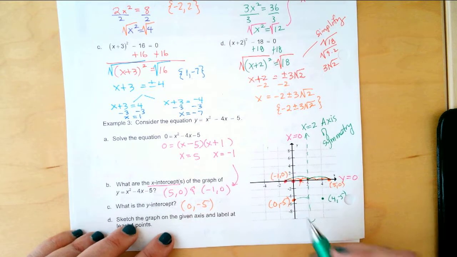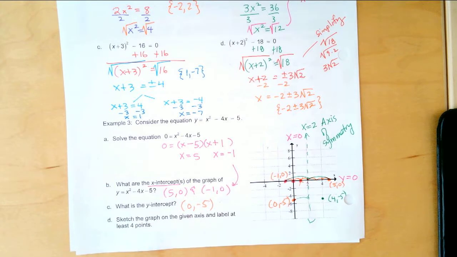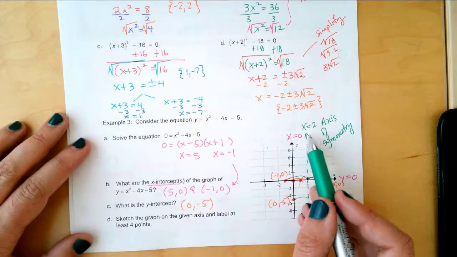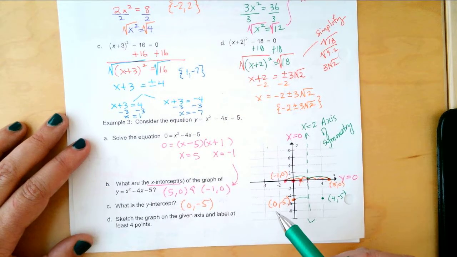Any idea how I would find out what the coordinates of the vertex are? The vertex is going to be located on the axis of symmetry. How would I find that? You're going to plug something in. What if we plug in x equals 2?